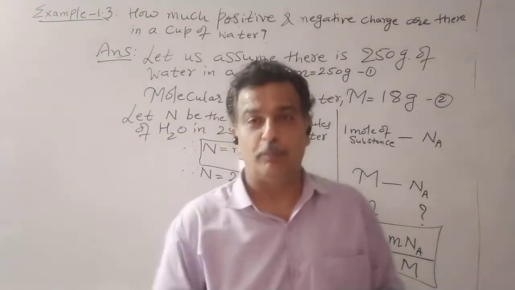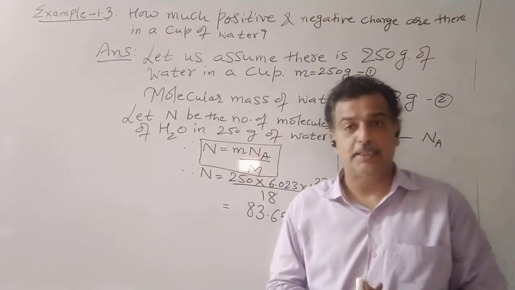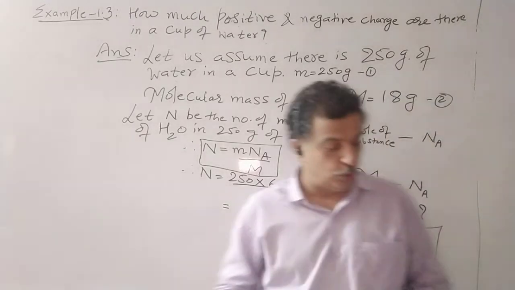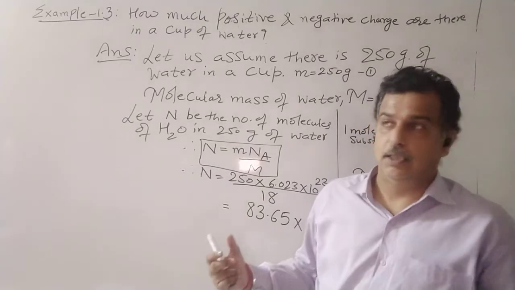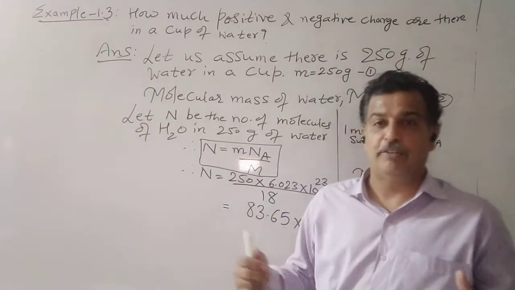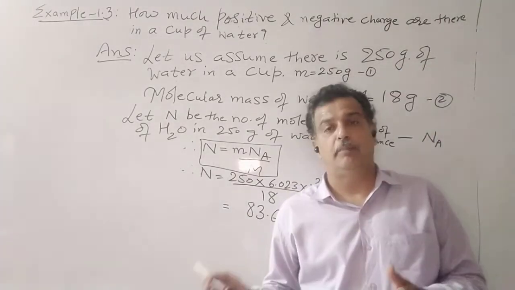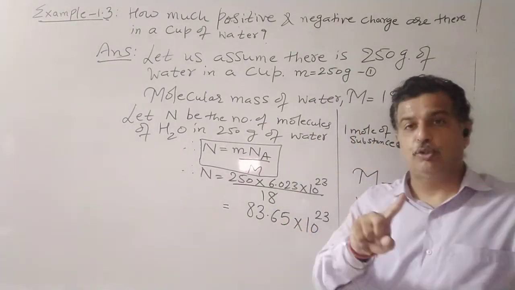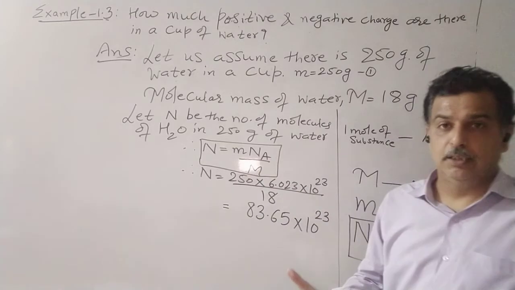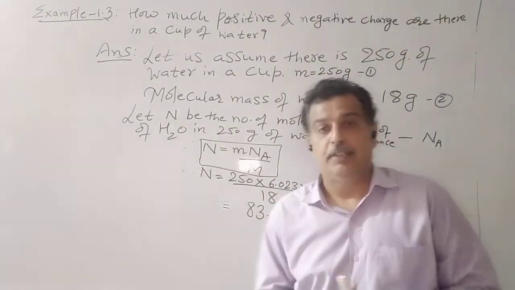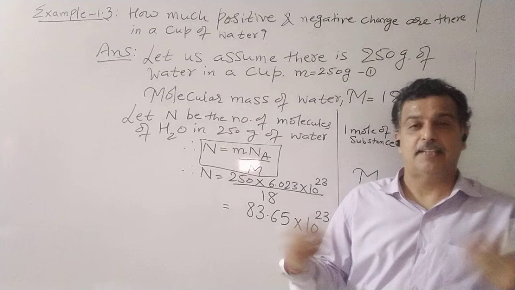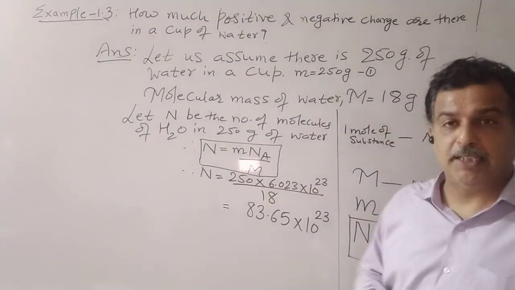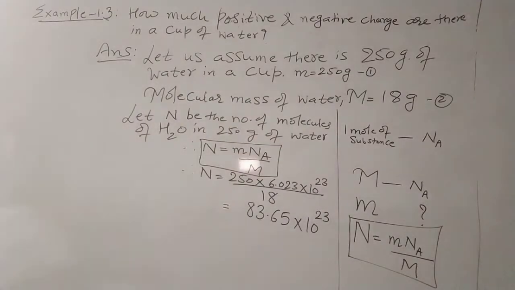Now, in a water molecule, there are 10 protons and 10 electrons. Water molecule is electrically neutral. So we have 2 for hydrogen and 8 for oxygen. So total number of protons is 10 and total number of electrons is also 10. So we have this many molecules. One molecule has 10 protons and 10 electrons. So total number of electrons or protons, let us assign it a symbol small n. So small n becomes capital N multiplied by the number of protons or electrons.